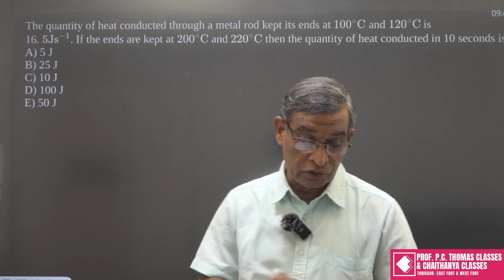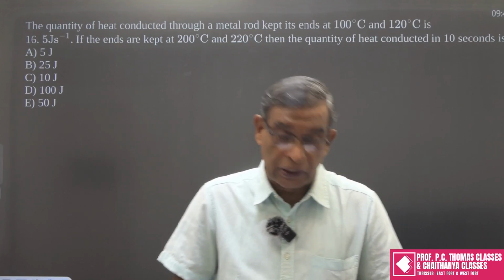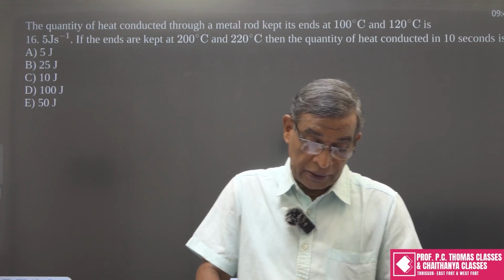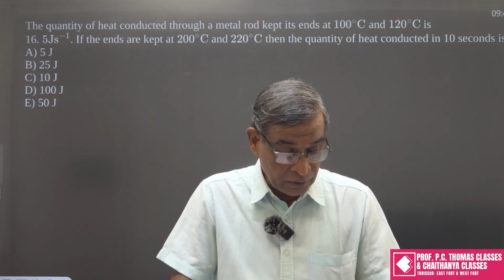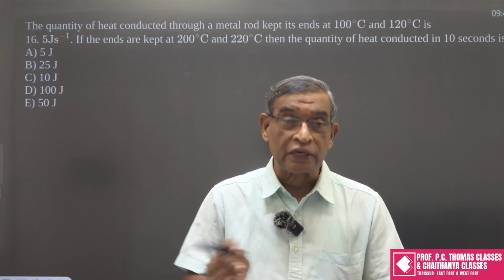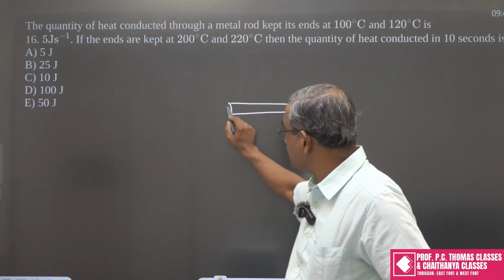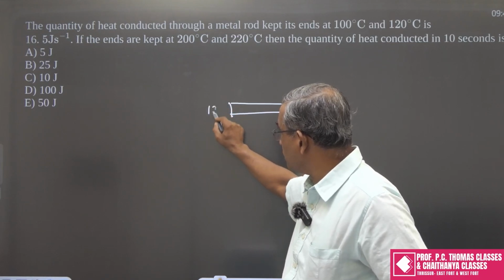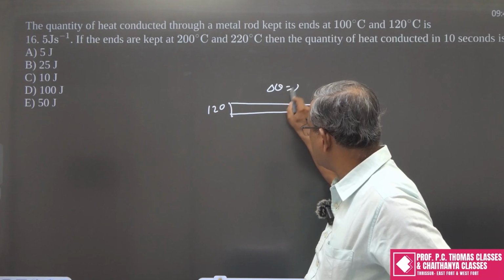The quantity of heat conducted through a metal rod kept with ends at 100 degrees centigrade and 120 degrees centigrade is 5 joules per second. So, what is the temperature difference applied across the rod? Whatever may be the temperature, here is 120 and here 100. The difference delta theta is 20.